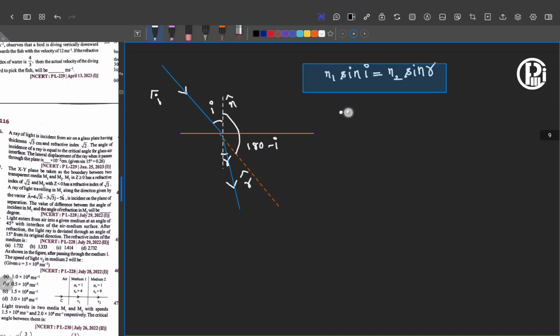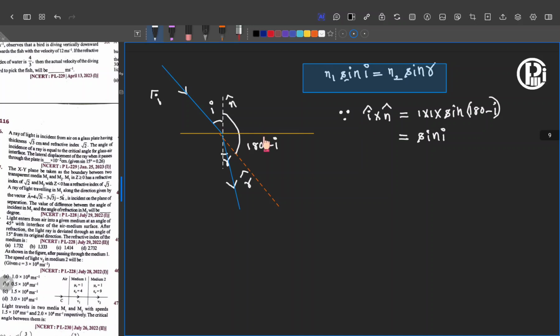Therefore, if I take the cross product of these two, i cap cross n cap, it is equal to 1 into 1 into sine of 180 minus i. Sine 180 minus i can be written as sine i. Therefore, in the place of sine i, I can write i cap cross n cap.